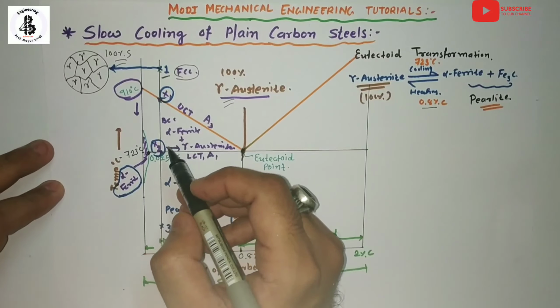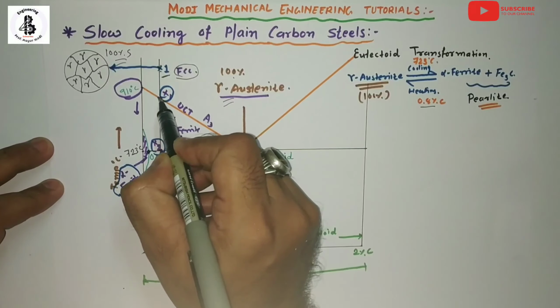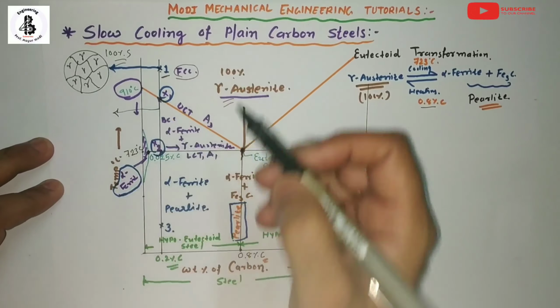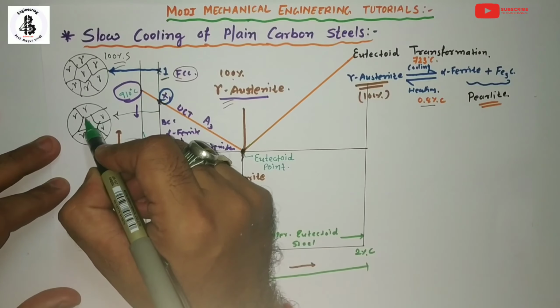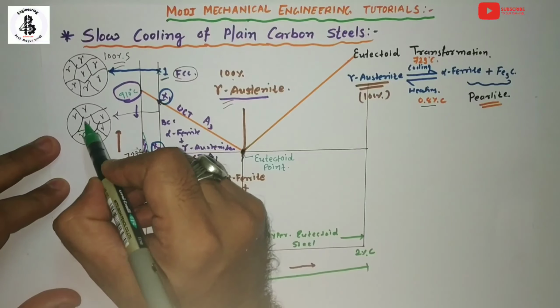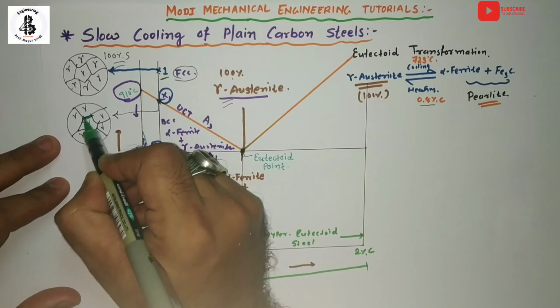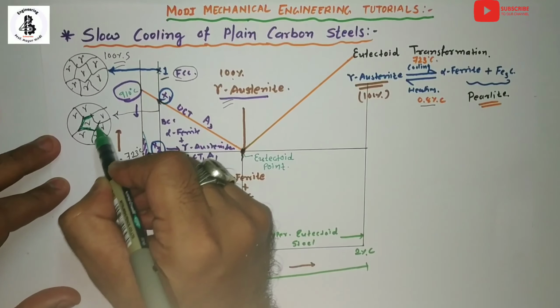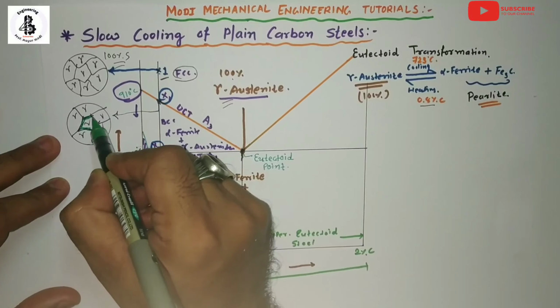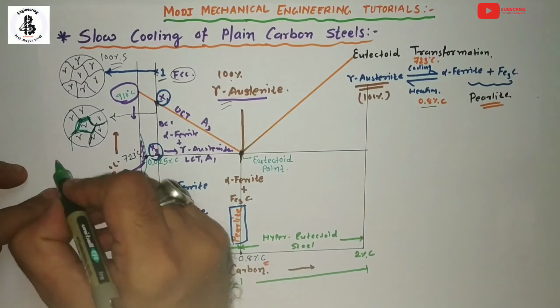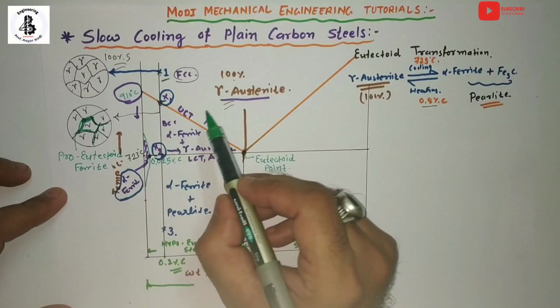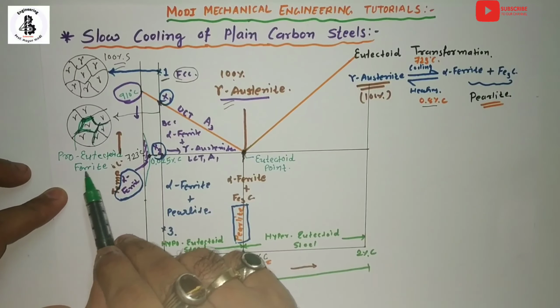Now I would like to draw the microstructure at the intersection, or you can say at point X1. Once it touches the upper critical temperature line, this gamma phase now starts converting into alpha ferrite. That makes a kind of pro-eutectoid alpha by conversion from the gamma austenite. You can see the microstructure at the X1 point. It will be the formation of pro-eutectoid ferrite, so gamma austenite is transforming into pro-eutectoid ferrite.